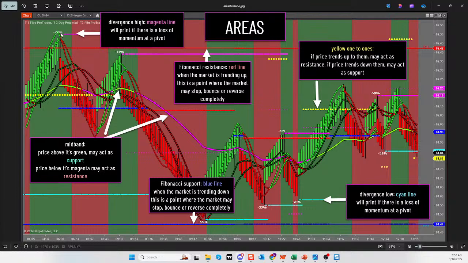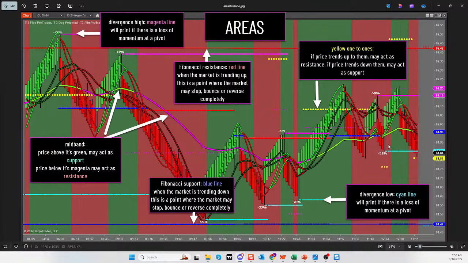loss of momentum here. What that means is that the buyers were in control, and right at this exact point, the sellers told them to kick rocks. They started pushing the market down, and they stole their momentum. And what this magenta line means is it becomes a line in the sand, and it says, hey, if the buyers come back to this line, the sellers might be waiting just to push them down again. And the same is true here.